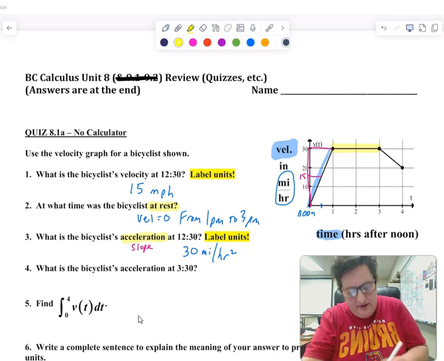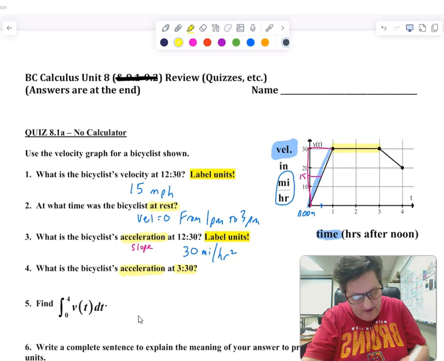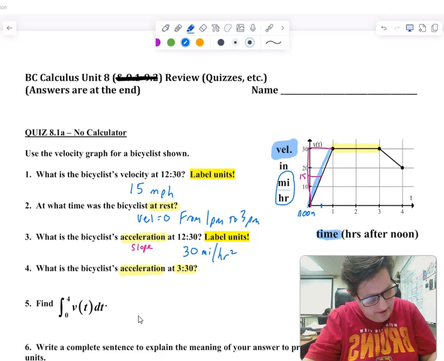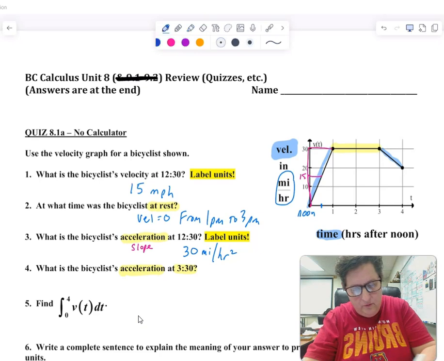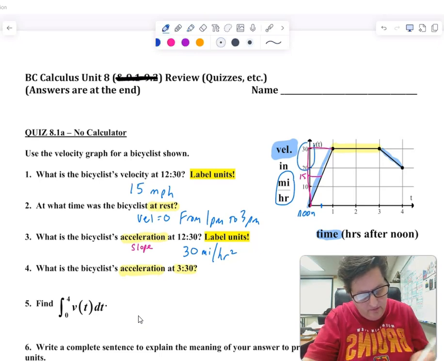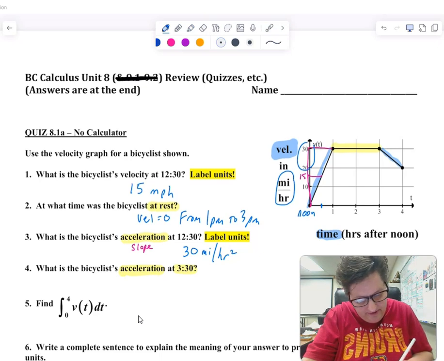Then we're doing another acceleration, this time at 3:30. We'll label our units on there too. Okay, 3:30 is right here. So it goes down 10 over 1. Because remember, make sure you pay attention to the labels, okay? Down 10 over 1. So it's going to be a negative 10 miles per hour squared.